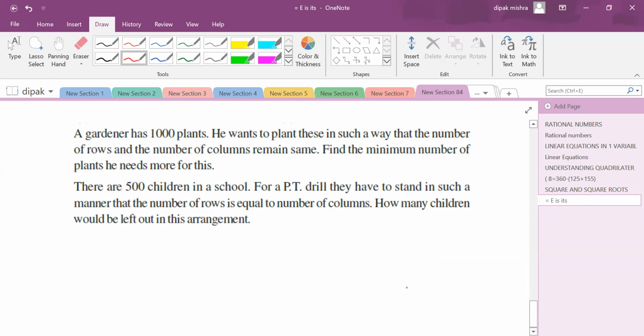A gardener has 1,000 plants. He wants to plant these in such a way that the number of rows and number of columns remain the same. Find the minimum number of plants he needs more for this, which means what must be added to 1,000 to make it a perfect square number. Okay.